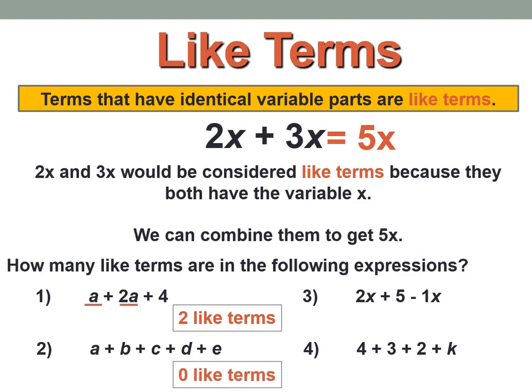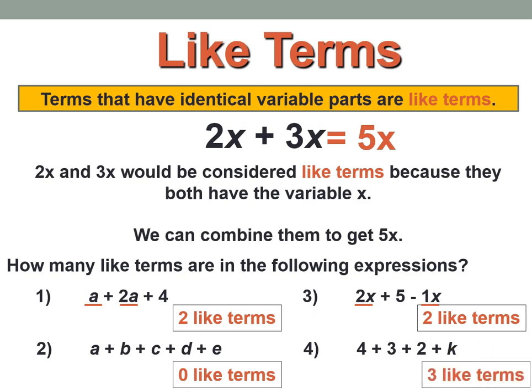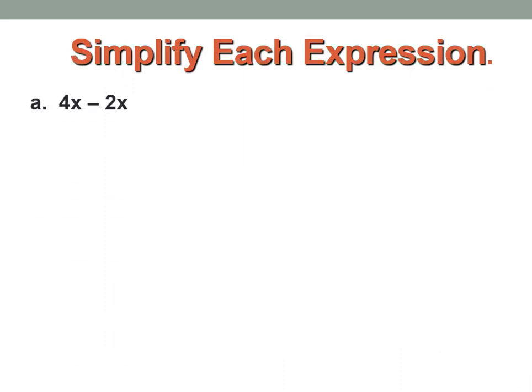On the second one, there are no like terms. They're all different families: the A family, the B family, the C family, the D family, and the E family. So there are no like terms. On number 3, we've got 2 terms in the x family, so they're like terms. We would be able to combine them. And in the last one, we actually have 3 like terms. Constants are considered like terms. So you can always put constants together. Even though you don't see a variable, since they all have no variable, they're part of the same family, or they are like terms. So let's simplify each of these expressions.